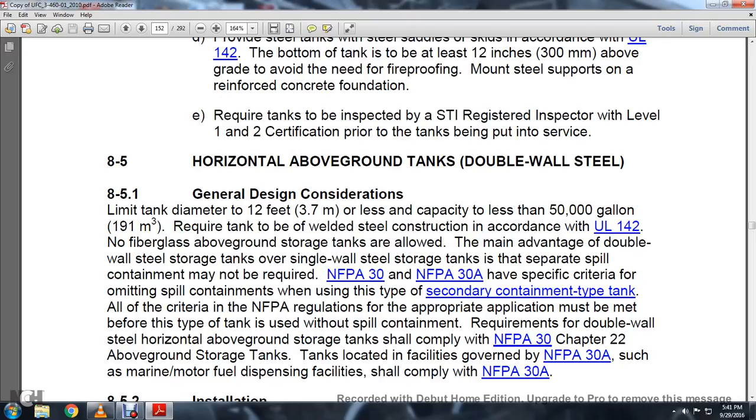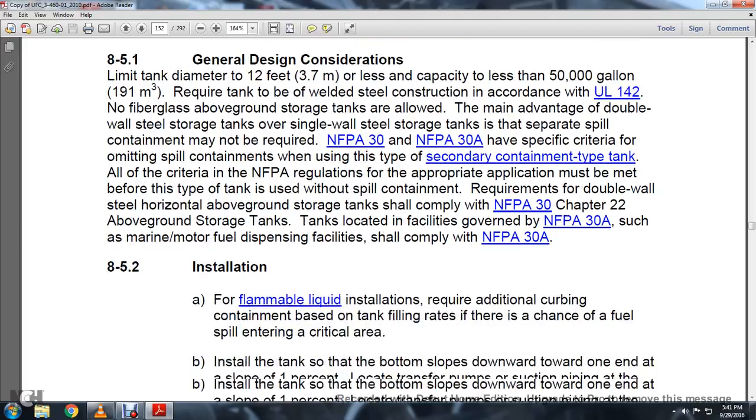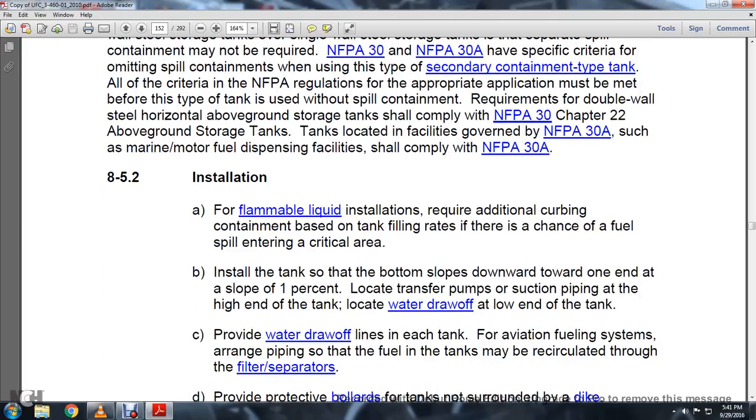Chapter 22, aboveground storage tanks located within the facility are governed by NFPA 30A. Use of marine motor fuel dispensing facilities shall comply with NFPA 30A. 852 installation for flammable liquid installations requires additional curbing and containment based on the tank filling rates, thereby reducing the chance of the fuel spilling into a critical area.